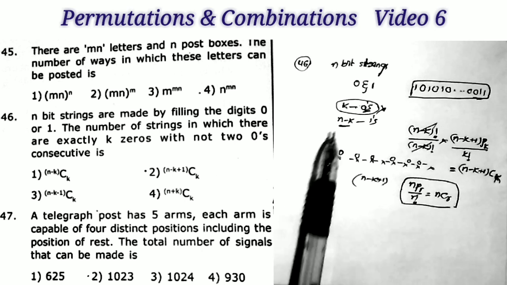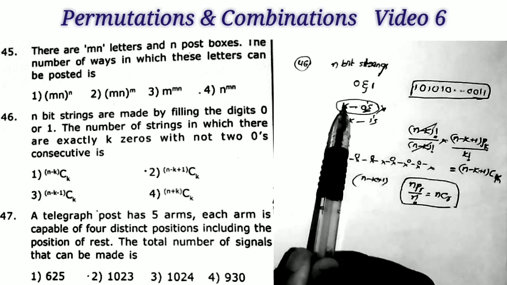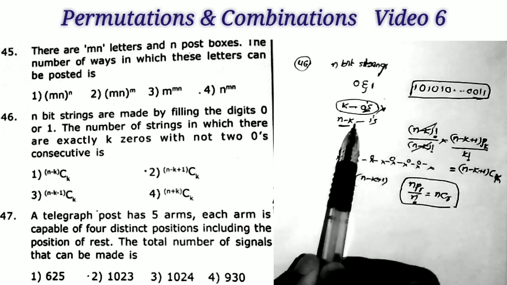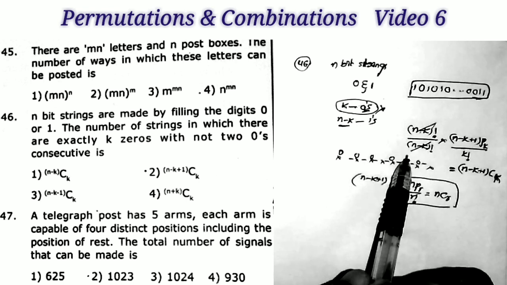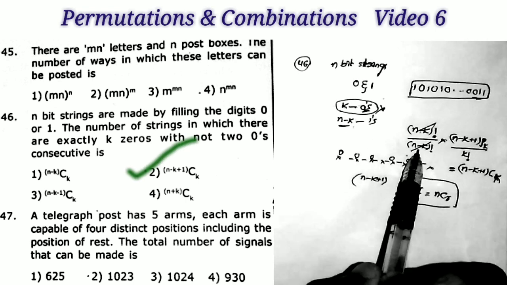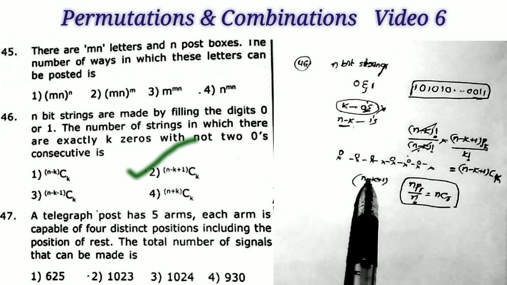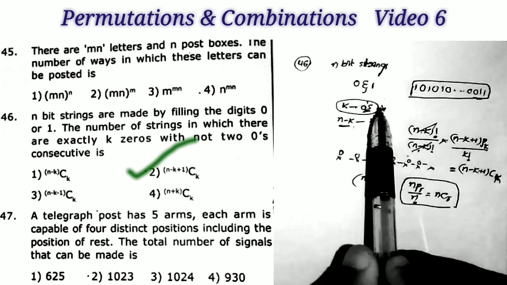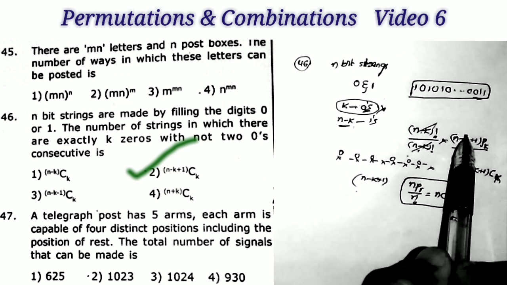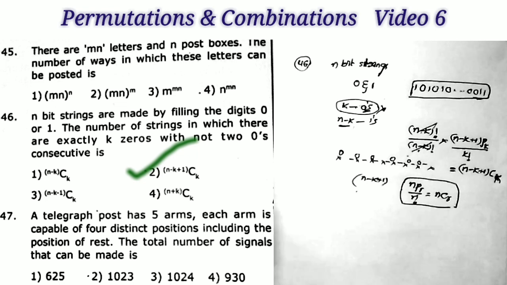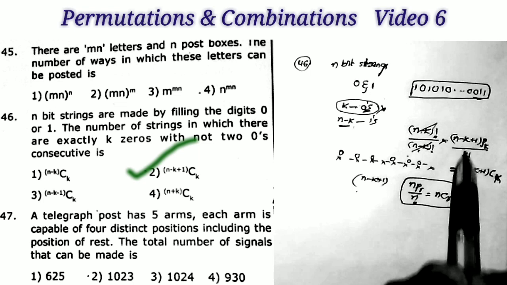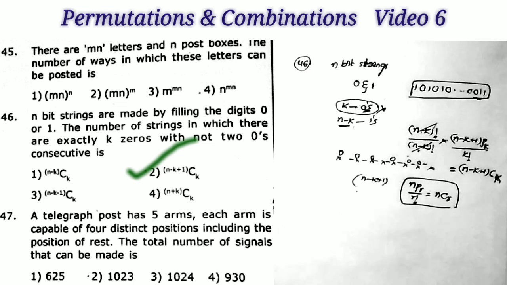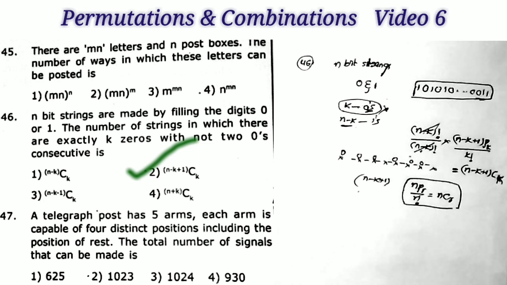Understand? So here, for the zeros not to come together, first we leave the zeros and arrange the remaining ones in n minus k factorial by n minus k factorial ways, all being the same. Now the gaps are equal to n minus k plus 1. Now we can fill the zeros in the gaps in n minus k plus 1 Pk ways, divided by k factorial since the zeros are the same. Now here nPr by r factorial is equal to nCr. By applying that formula we can get the answer, and that is the second option. That's all.